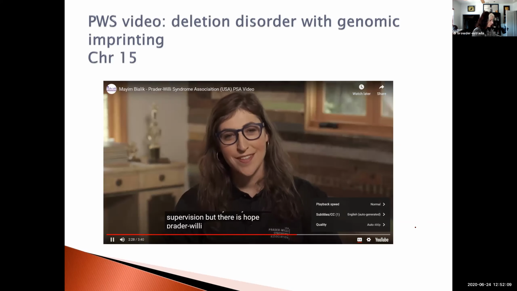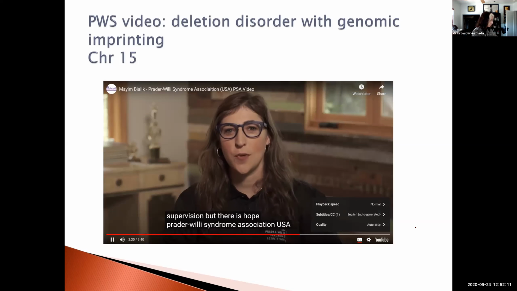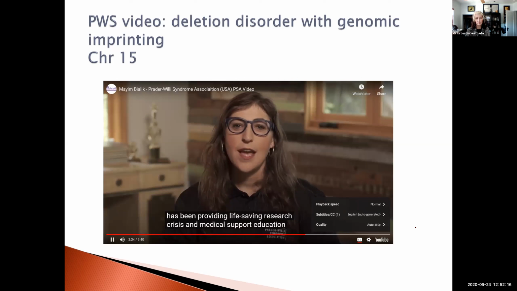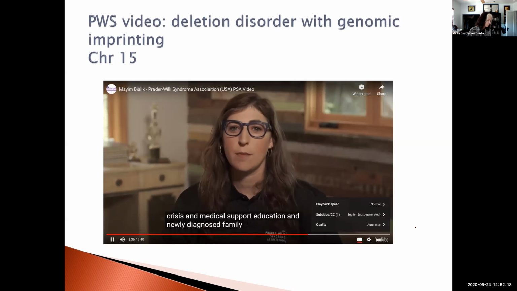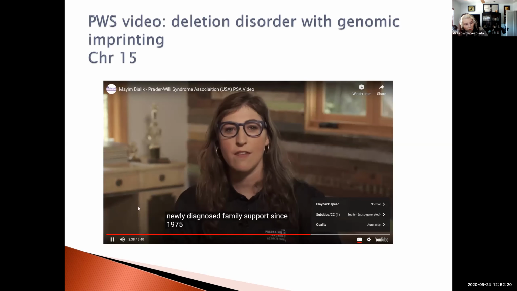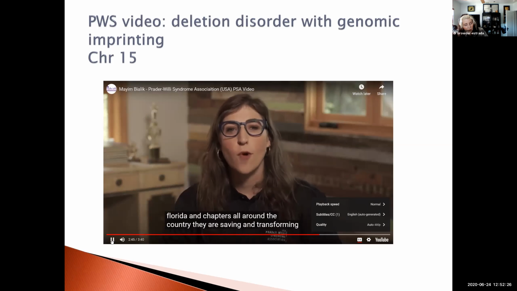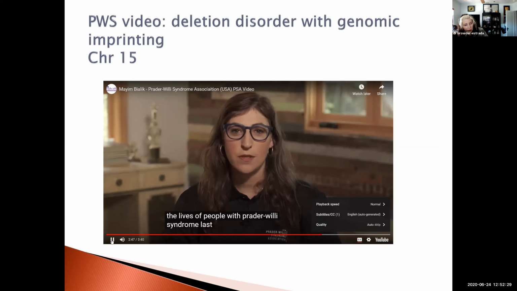But there is hope. Prader-Willi Syndrome Association USA has been providing life-saving research, crisis and medical support, education, and newly diagnosed family support since 1975. With a national office in Sarasota, Florida, and chapters all around the country, they are saving and transforming the lives of people with Prader-Willi syndrome.